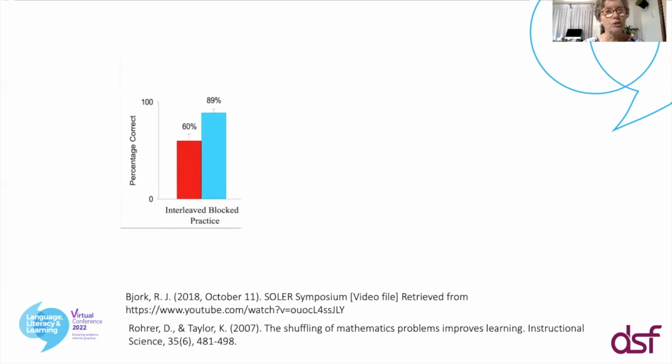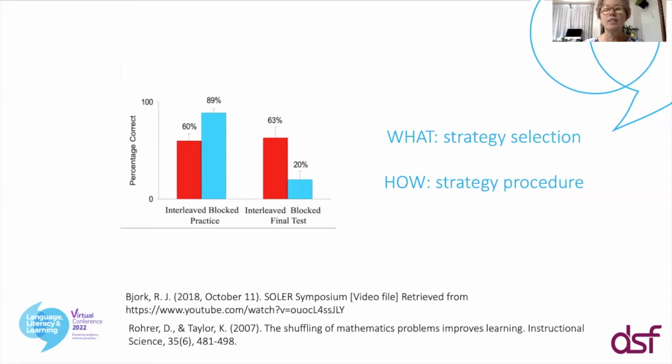A point to note, Rohrer and Taylor showed that when a test was delivered during practice, as in the example that you can see, the blocked condition achieved better results. However, at a delayed test, the interleaved practice condition won out 3-1. This was because the interleaved condition transfers learning to long-term memory more effectively, as both the strategy needs to be chosen and the procedure.